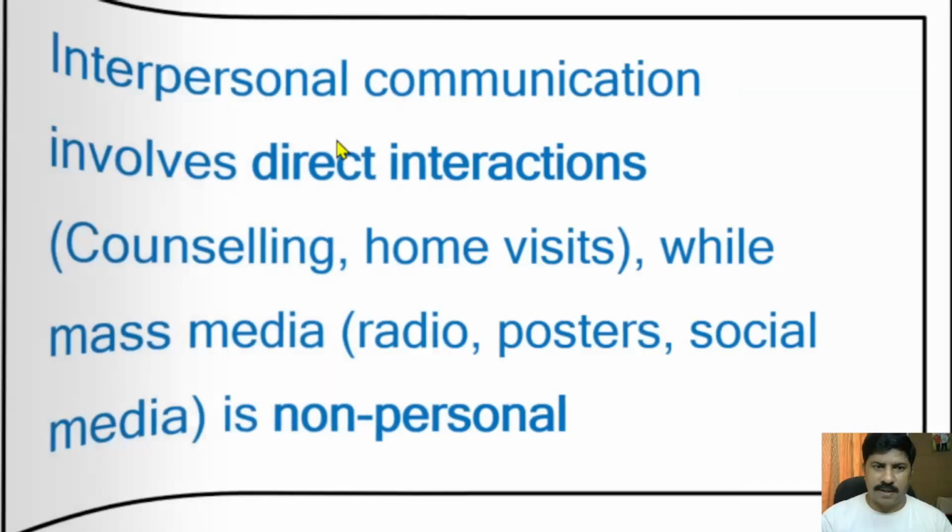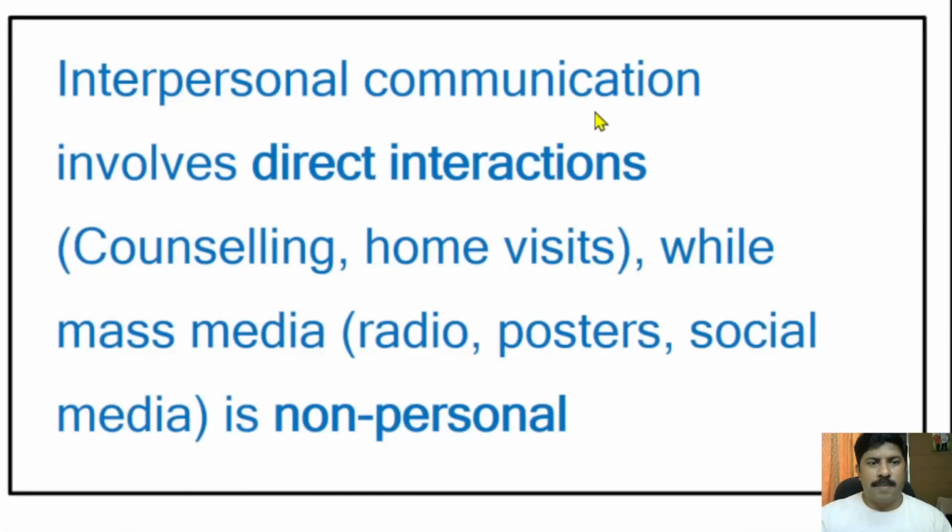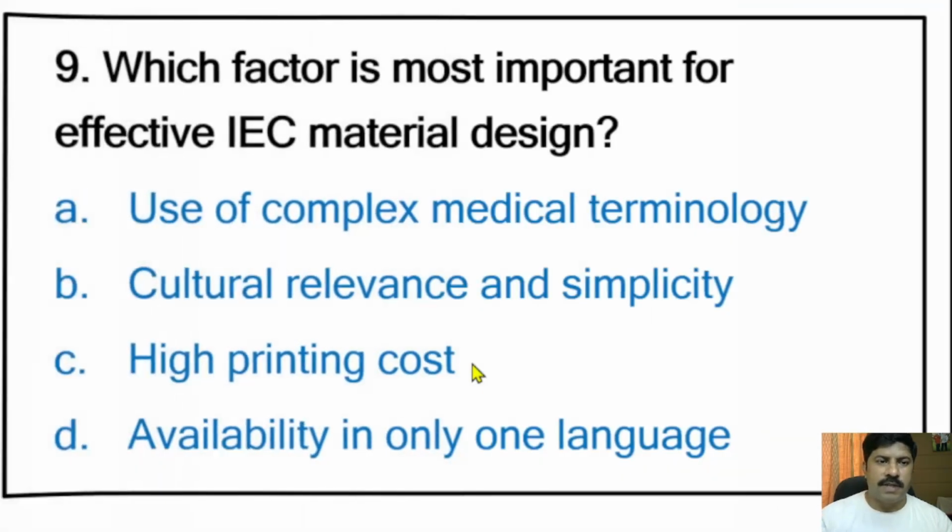There is another method also. Interpersonal communication involves direct interactions. Door-to-door visits mean there will be direct interaction, or another example is counseling. During counseling there will be direct interaction. So these are the interpersonal communications in IEC strategies, while mass media like radio, posters, and social media are non-personal communication. So I think it is clear. We will move to the next question.